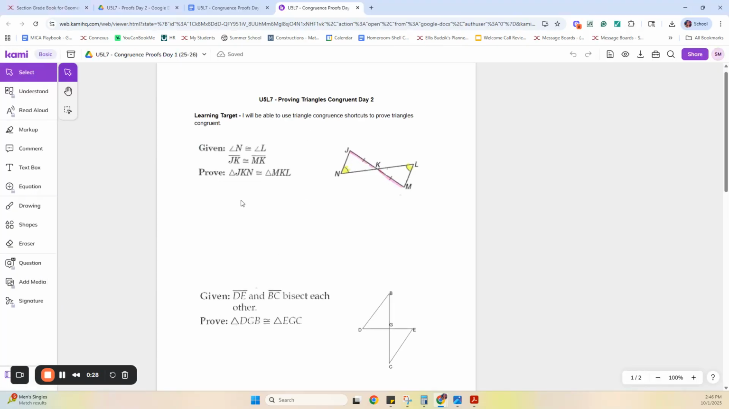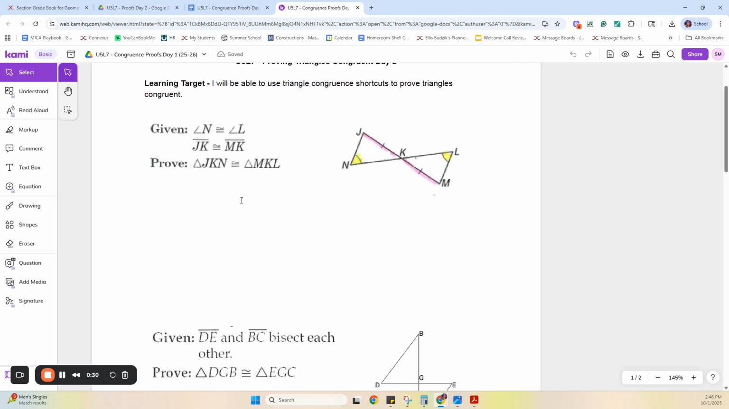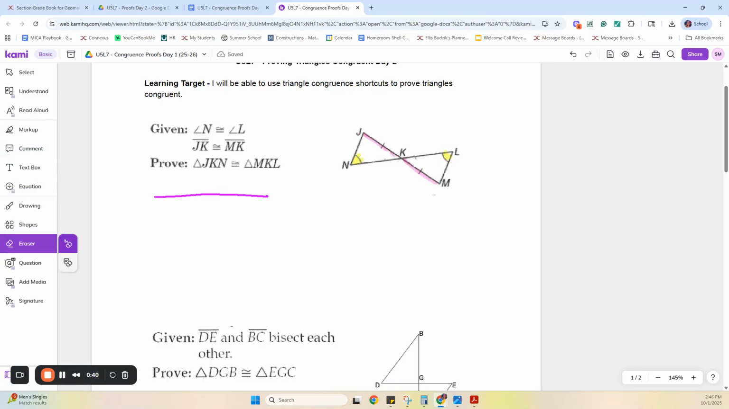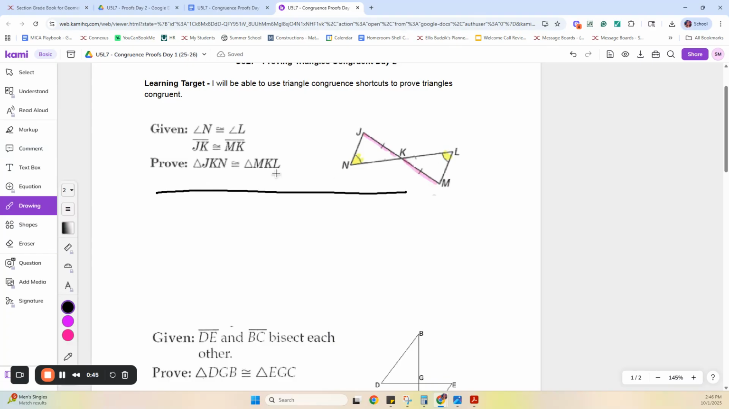One column will be our statements. The other column will be our reasons or justifications. Sometimes you'll see me use one versus the other, reasons versus justifications. It does not matter which one you choose. So we'll use statements and then justifications.